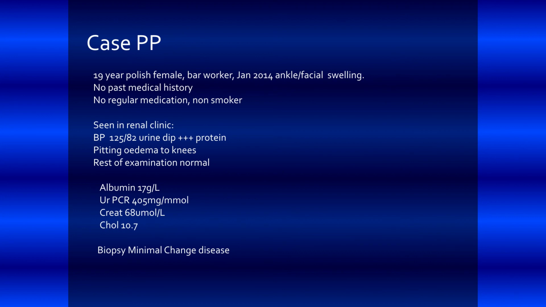So let's start with a case. It's always easier if we can relate it to someone that we think about. So this is a 19-year-old Polish girl working in a bar who presented with ankle and facial swelling. Nothing else in the past medical history. She was referred to the renal clinic with heavy proteinuria, and blood tests and urine tests confirmed that she's nephrotic, severely nephrotic with an albumin of 17, urine PCR of over 400, with a normal creatinine and an elevated cholesterol of 10.7. And a biopsy shows that she's got minimal change disease.